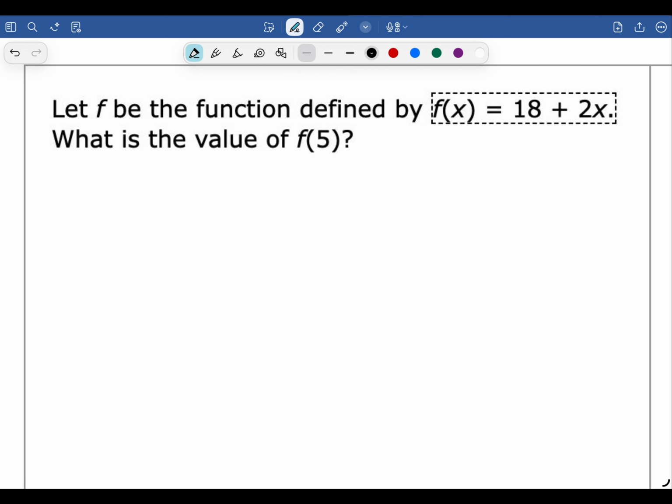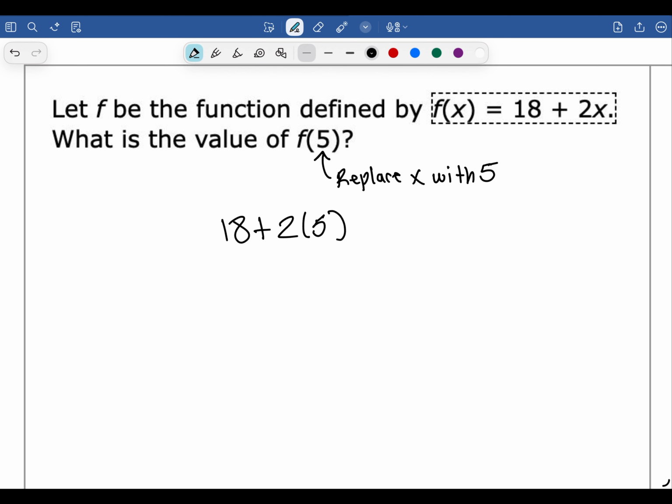So when they tell me what the value is, like here, this means we're going to replace x with 5. Okay? So that means every x in the equation is going to become a 5. So if I do that, that's going to give me 18 plus 2, and instead of x I'm going to put a parenthesis and a 5 in there.